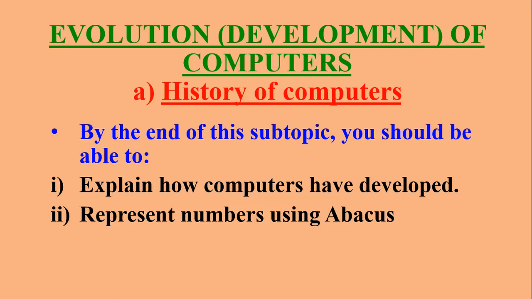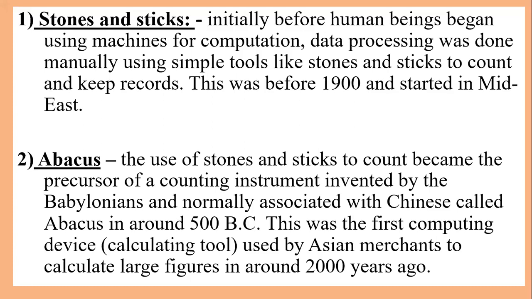So by the end of this subtopic, you should be able to, number one, explain how computers have developed, and number two, represent numbers using the abacus. In the history of computing, the journey began with stones and sticks. Initially, before human beings began using machines for computation, data processing was done manually using simple tools like stones and sticks to count and keep records. This was before 1900 and it started in the Middle East.